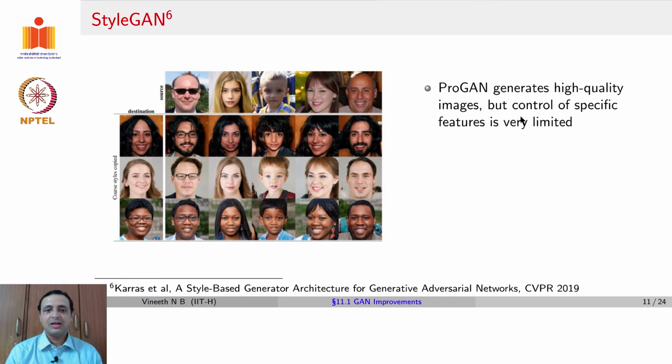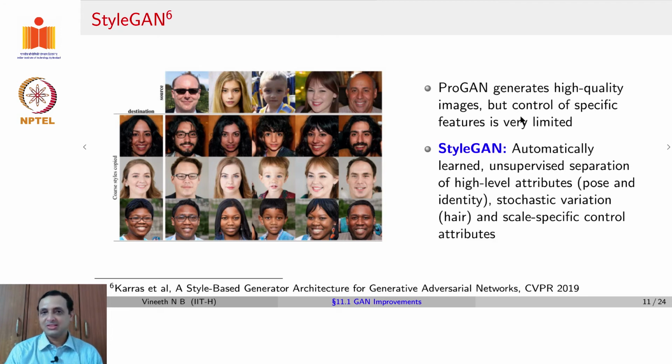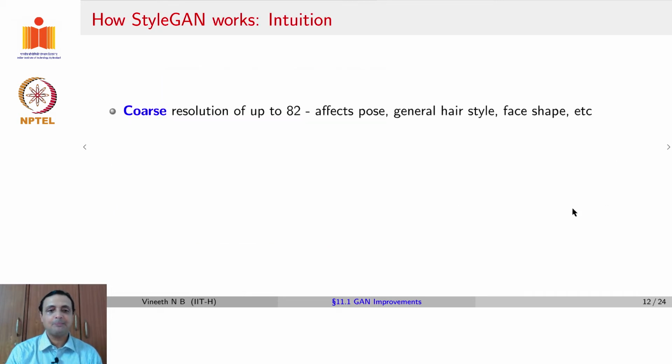StyleGAN's objective is to be able to control the generation of an image using a particular predefined style. How does it do this? It automatically learns unsupervised separation of high-level attributes. Examples could be pose and identity for face images, stochastic variation such as hair, which could have a lot of randomness, and scale-specific control of attributes.